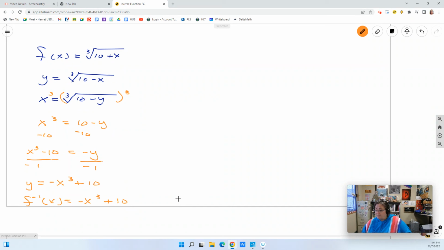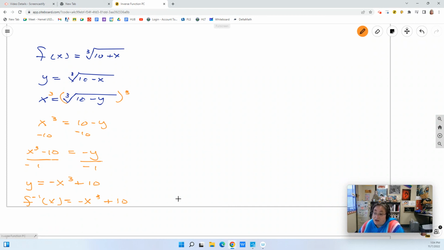So not too bad, right? Switch your f of x with a y. Swap your x and y and solve for y. And then use that y and write it as the inverse function.